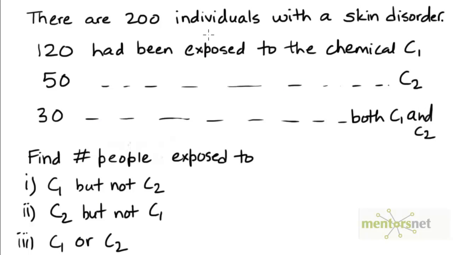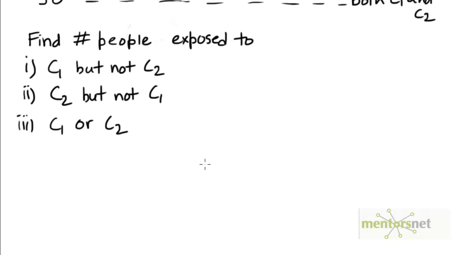There are 200 individuals with a skin disorder. Among them, 120 had been exposed to the chemical C1, 50 had been exposed to the chemical C2, and 30 had been exposed to both the chemicals C1 and C2. We have to find the number of people exposed to C1 but not C2, C2 but not C1, and C1 or C2. So the question has three parts. We have to find the values of all these three. So let's draw a Venn diagram again.